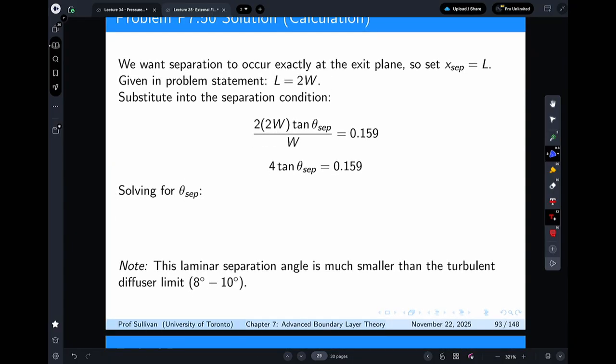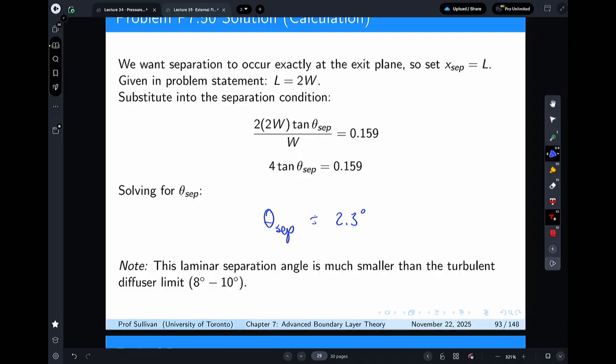So if we want it to occur at the exit plane, which is what we've tried for, and we have all of the information, length is equal to 2w, x separation is equal to L, we substitute all the terms in. We have 2w tan theta sep equals 0.159, 4 tan theta sep is equal to 0.159, and theta sep then is equal to 2.3 degrees. Just divide that 0.159 by 4, you have tan theta.